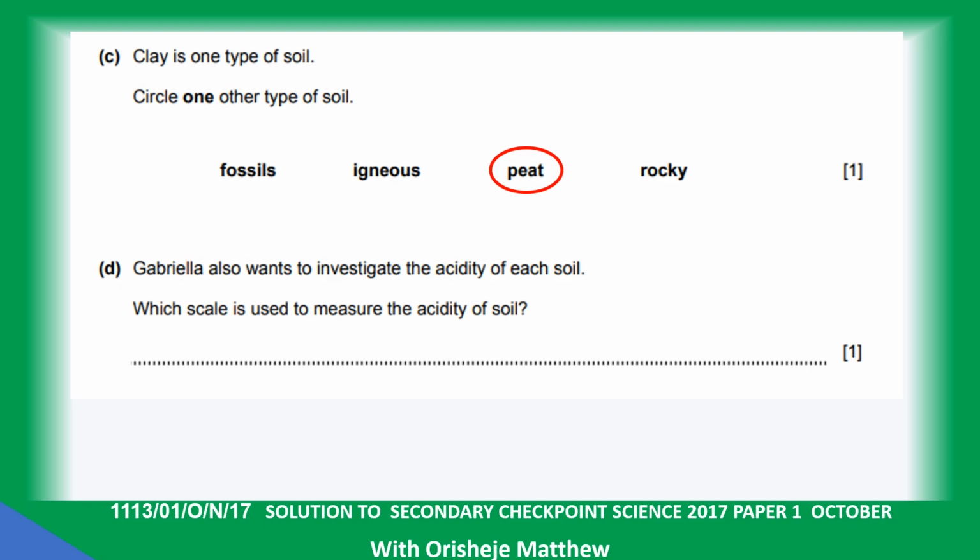Gabriela also wanted to investigate the acidity of each soil. Which scale is used to measure the acidity of the soil? pH scale.